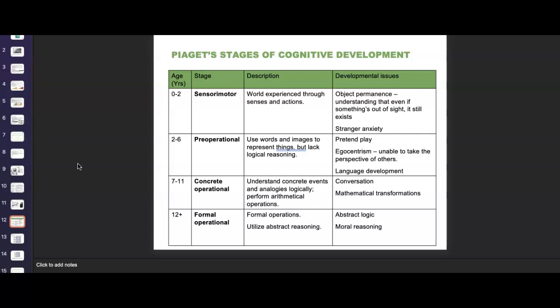From ages 2 to 6 years, this is pre-operational. They begin using words and images to represent things, but lack logical reasoning. They might be able to draw a picture of a house and their family outside of it. But they might draw an extra person there, even though they don't exist. This is where pretend play comes out.